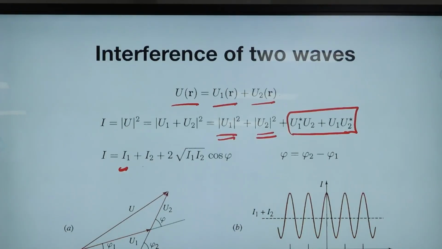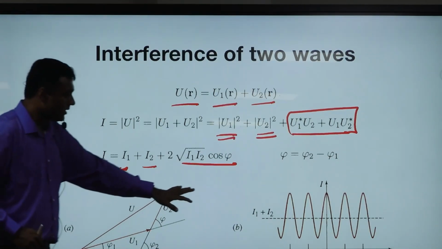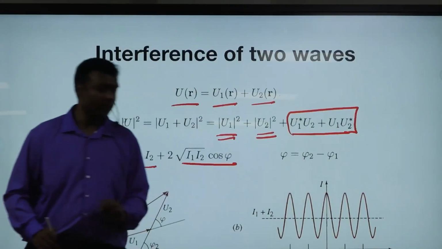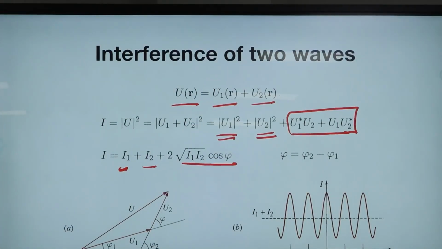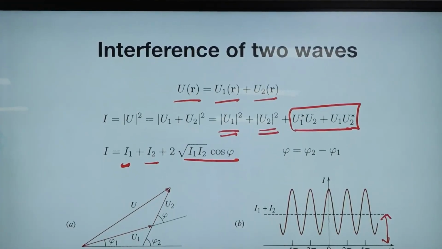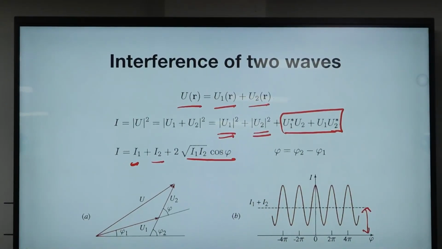So you have I1 and I2, which are the intensities of the individual lights. Then you have these cross terms, 2√(I1 I2) cosine of phi. Basically, this is the phenomenon of interference. The two waves interfere with each other, and you get bright and dark patterns that you can detect. The overall intensity that you measure will have ups and downs. There will be some constant offset, and then there will be up and down depending on the values of the phase difference between the two waves.